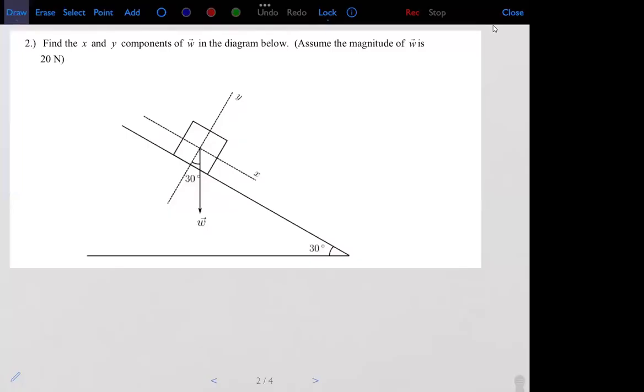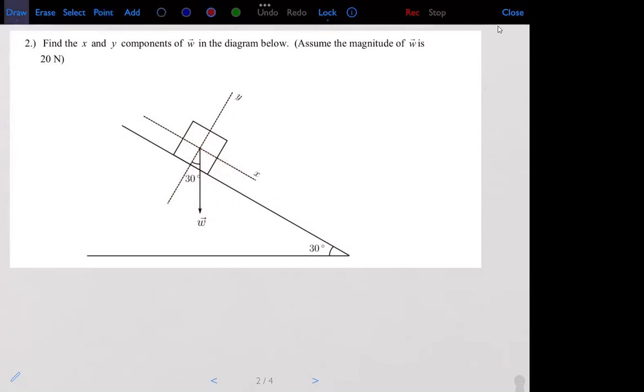Okay, so in this question, question 2, it says, find the x and y components of the vector w, right, which is the weight of the object in the diagram below. So basically, in this case, see how the coordinate system is placed so that it's along the ramp, like the x coordinate is parallel to the ramp and the y coordinate is perpendicular to the ramp. And we know w points straight down towards the center of the earth. We want to find the x component, we want to find the y component.